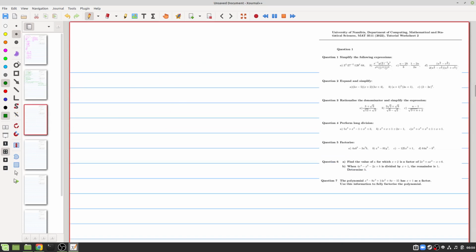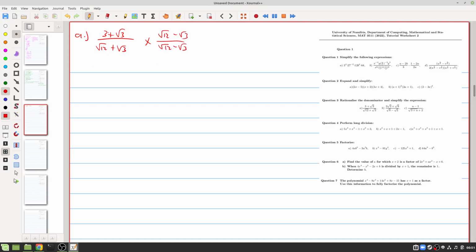On to question 3. What are we doing? Rationalizing the denominator again. Okay, so we've already done a couple of these questions, so we should go through these fairly quickly. So 3 plus square root 3 over square root 12 plus square root 3. So again, we're going to multiply by the conjugate, so square root 12 minus square root 3 over square root 12 minus square root 3.